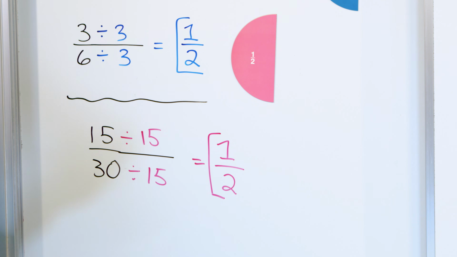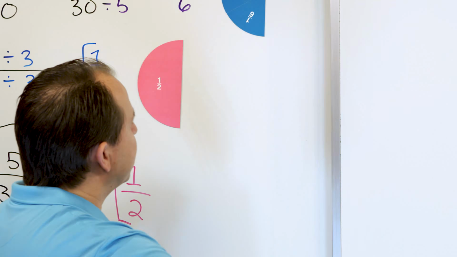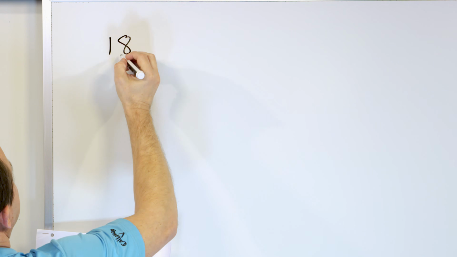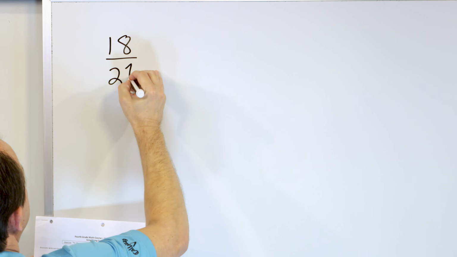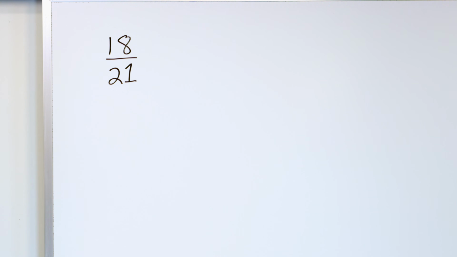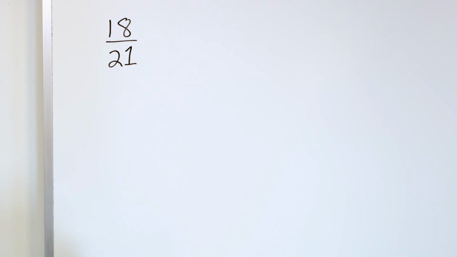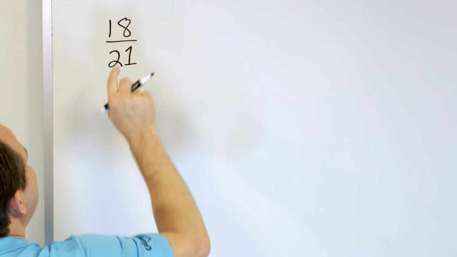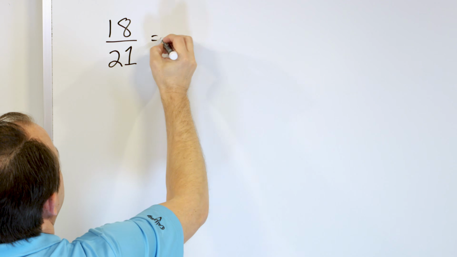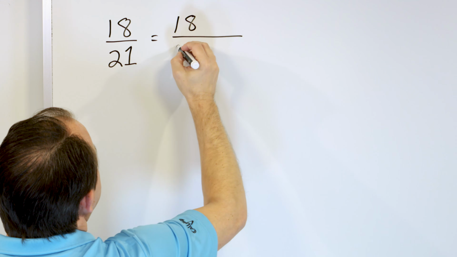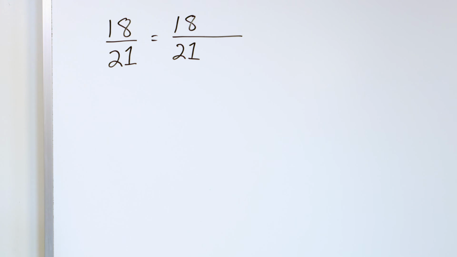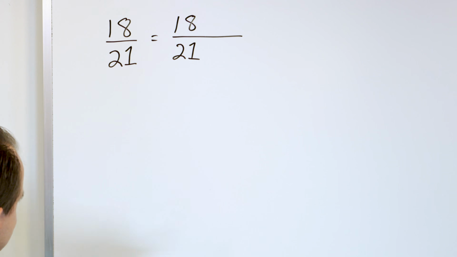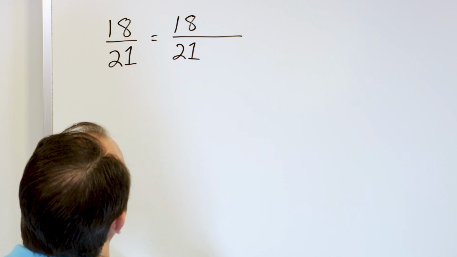So let's crank through a bunch of additional problems and see if we can get some more practice. Let's say that we have the fraction 18/21, however you want to say it. What we have here is a pizza cut into 21 pieces, and we have 18 of those slices. So we need to think of a number that we can divide the top and the bottom by. Any number will work, but it's going to save us time if we can come up with the biggest number, and we want to divide the top and the bottom by the same number.